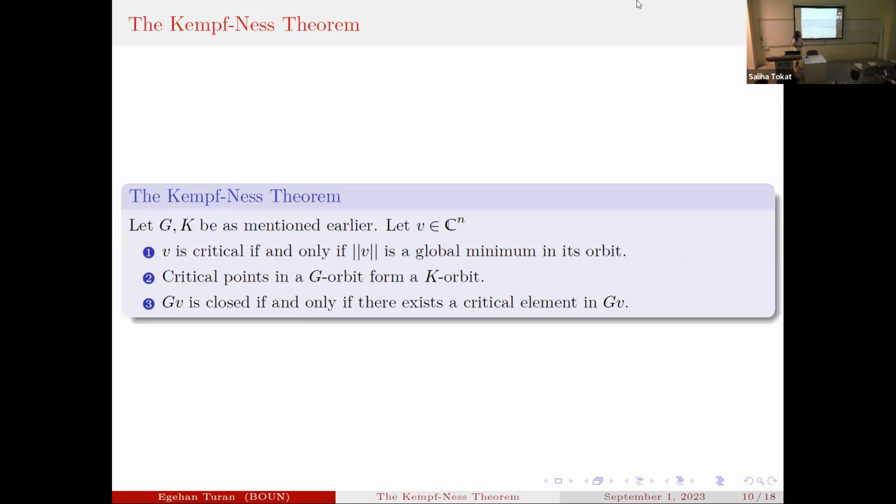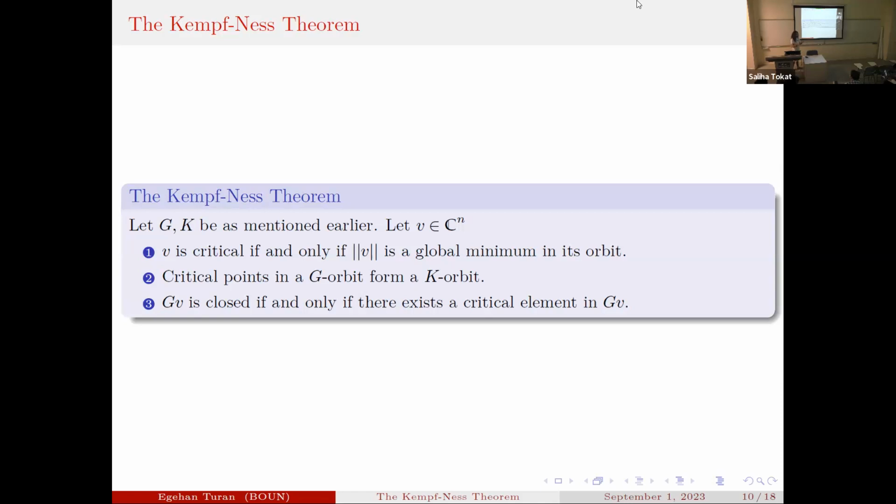Now I'm ready to talk about the Kempf-Ness theorem itself. Let G and K be as mentioned earlier, which means G is a symmetric subgroup and K is the unitary elements inside of it. And let v be a vector in C^n. Then the first statement of the Kempf-Ness theorem states that v is critical if and only if the norm of v is a global minimum on its orbit.